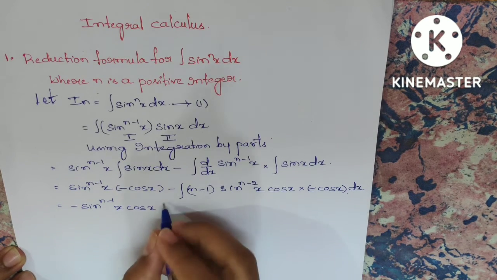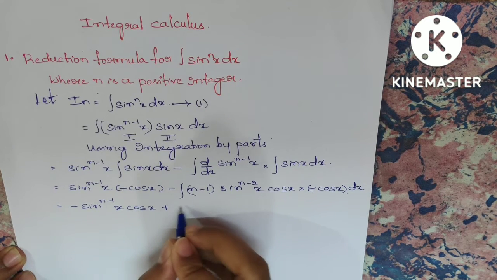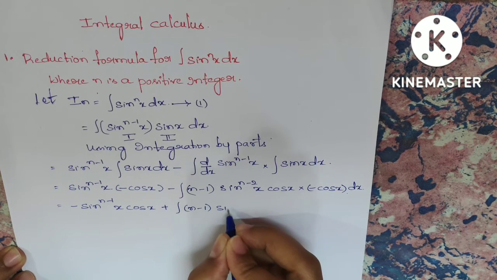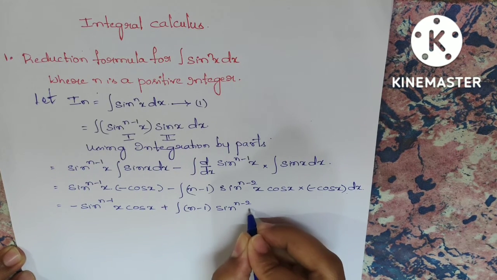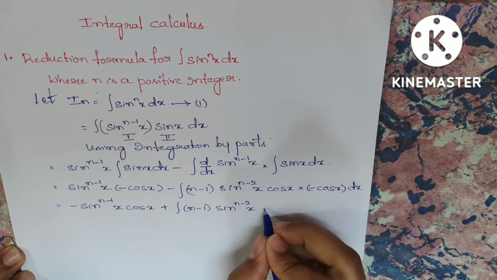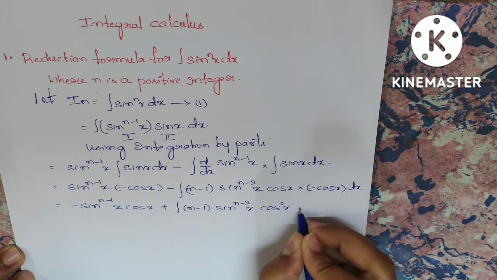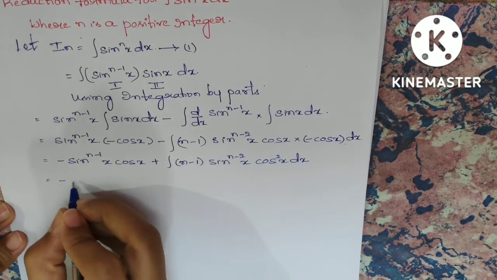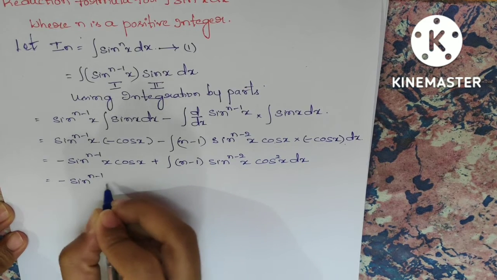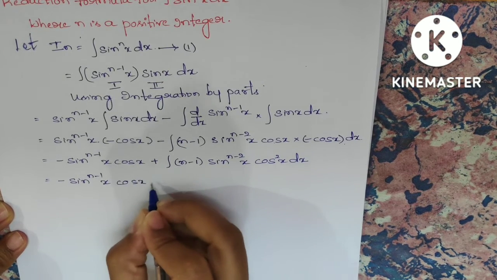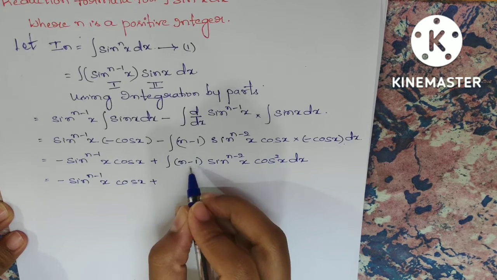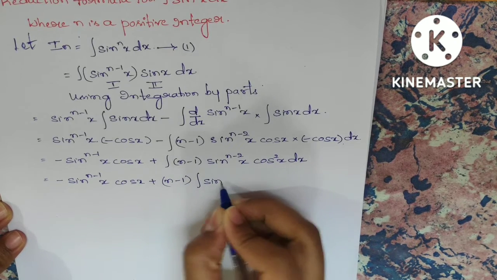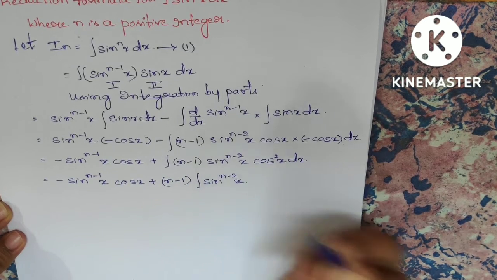minus into minus, this is positive, plus integration of n minus 1 sin^(n-2) x, cos x into cos x is cos^2 x into dx. This equals minus sin^(n-1) x into cos x plus, I'll take n minus 1 outside, n minus 1 into integration of sin^(n-2) x.